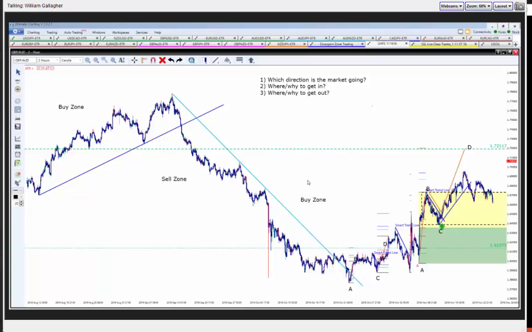Now, we'll teach you how to draw trend lines, but the neat thing about our charting platform here is that we have some automated features that are built into the charting platform. So if I come up here, I can use my Smart Trend Line tool, and I can automatically draw my trend line just like that.